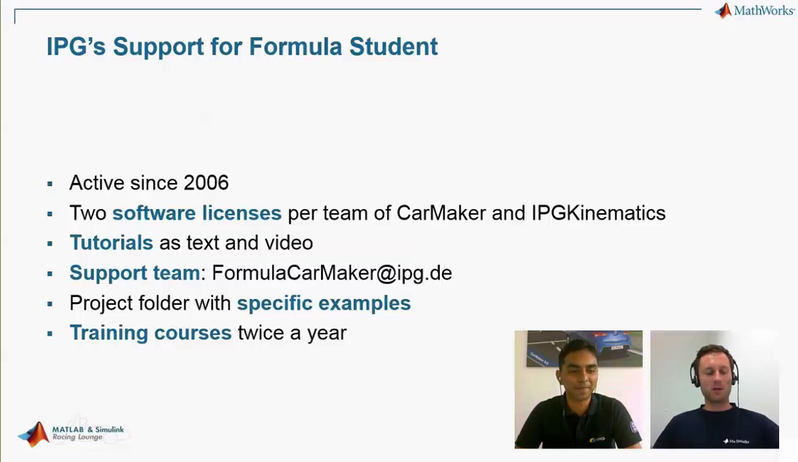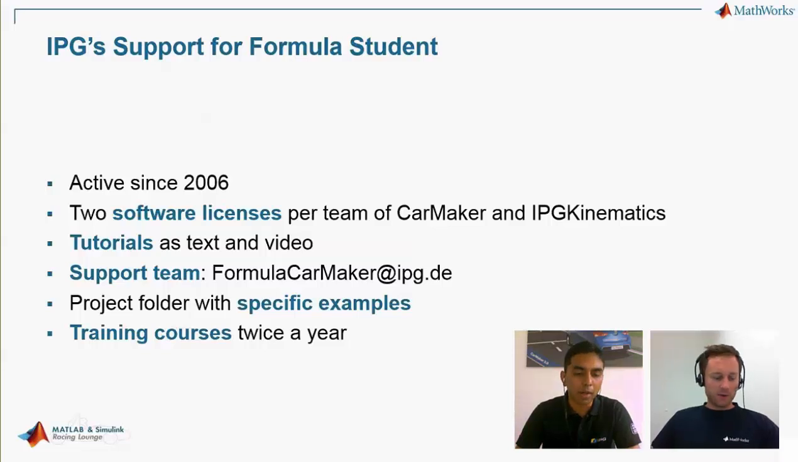Okay, perfect. Well, trainings in Karlsruhe, how should teams apply? Should they drop you a mail at Formula CarMaker at IPG, or are there other ways? There are ways to do it. The easiest would be to log into our website, which is www.ipg.de, and navigate to the Formula CarMaker page. Okay. And there is a registration for the training activities.